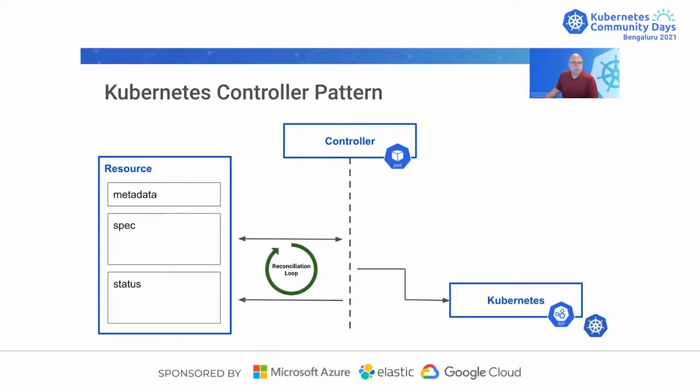Now, however, there's nothing to stop a controller from making external API calls outside the cluster. So for example, we could have a controller that makes SDK calls to AWS or GCP. So this is really where we're talking about managing external cloud resources. This is the mechanism to do that within Kubernetes.